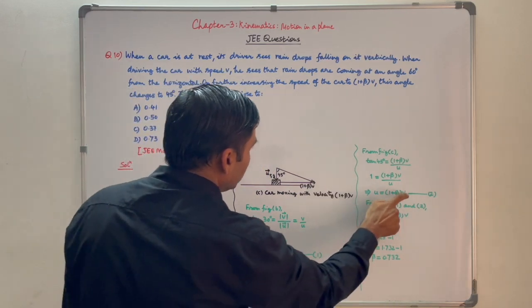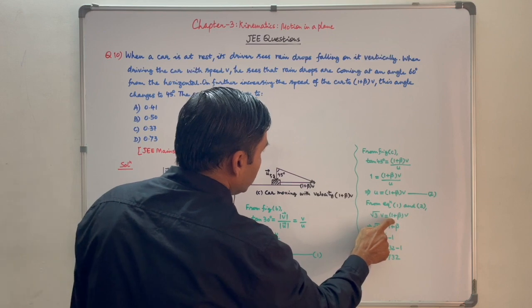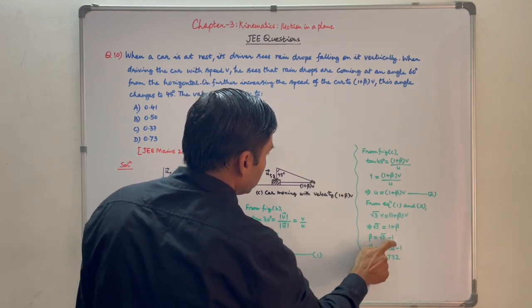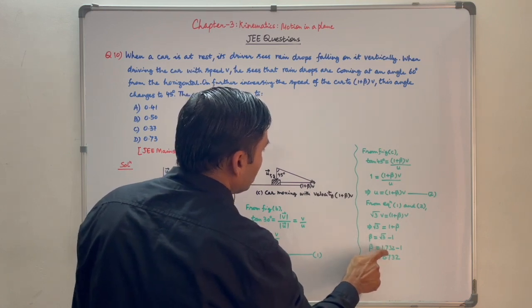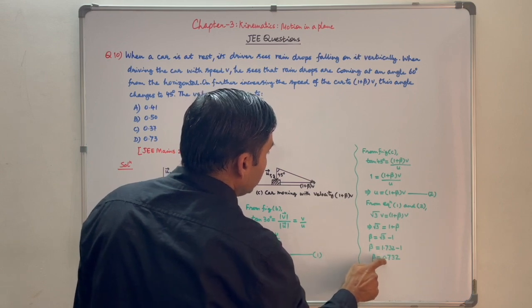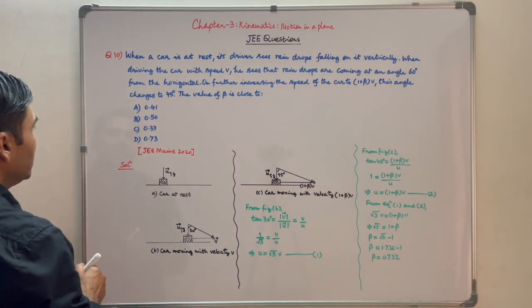From these two equations, root 3 v is equal to (1 plus beta) times v, or beta is equal to root 3 minus 1. Value of root 3 is approximately 1.732. So beta comes out to be 0.732. The closest match is option D.